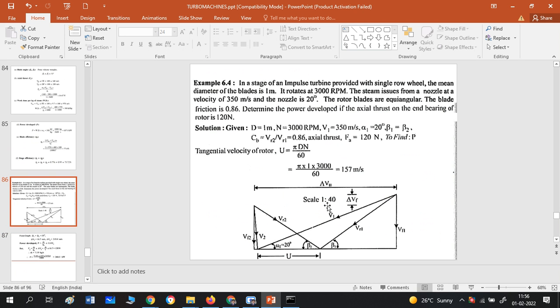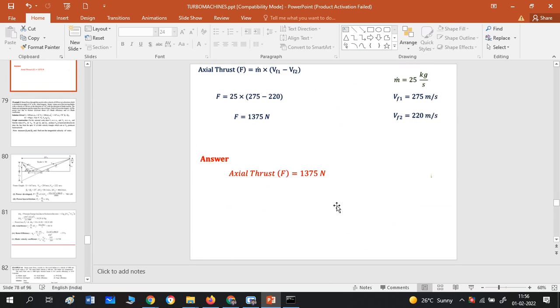Here also you can see the scale 1 is to 50 or 1 is to 40. Take the maximum scale you can for the graph, because the graph sheet is A4 and you have to fit the diagram in that A4. So a maximum of 12 centimeter or 10 centimeter you can fit and get accurate results. If you go on reducing the scale for a small diagram, accuracy will be very low. Next.